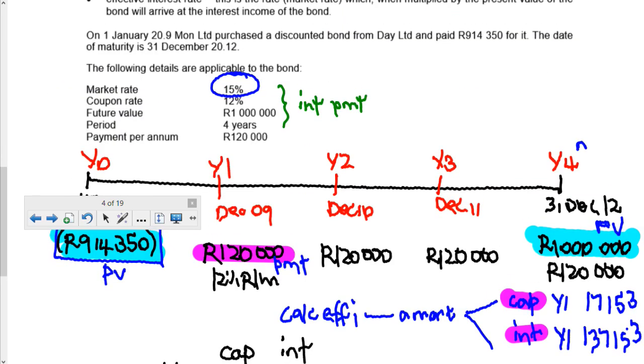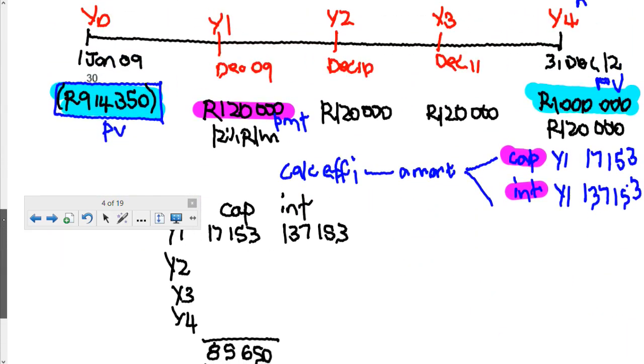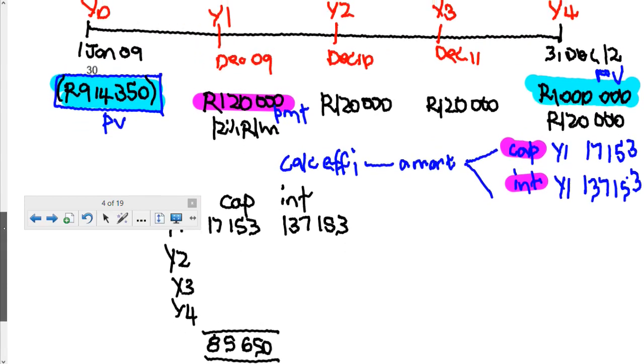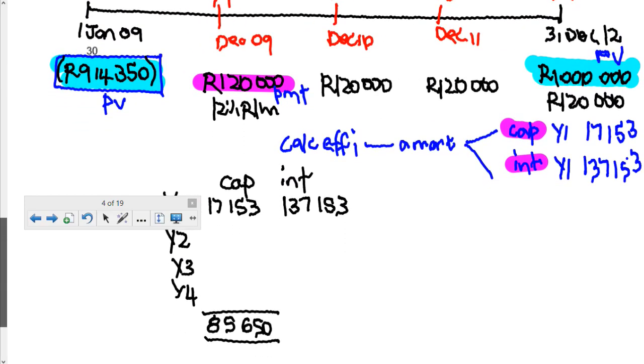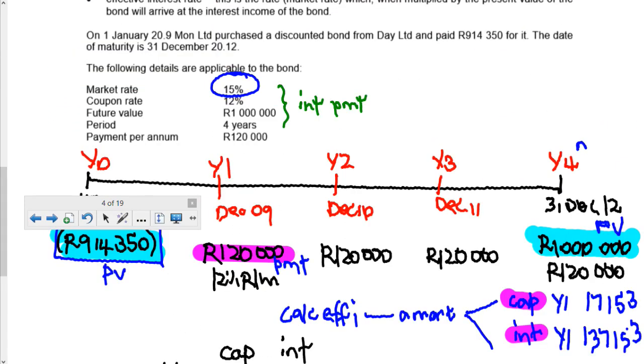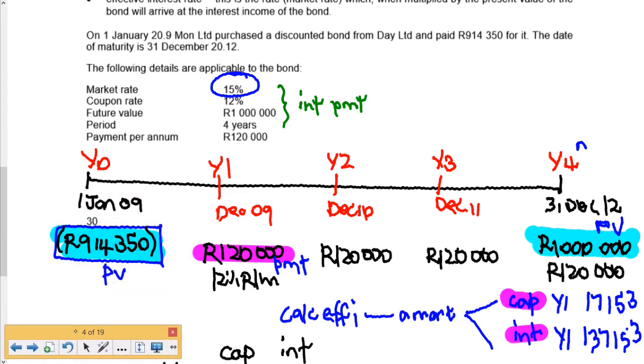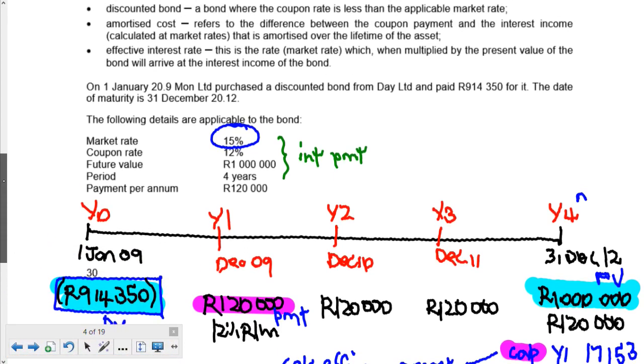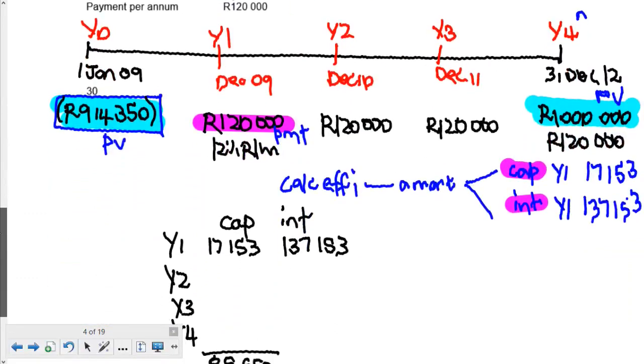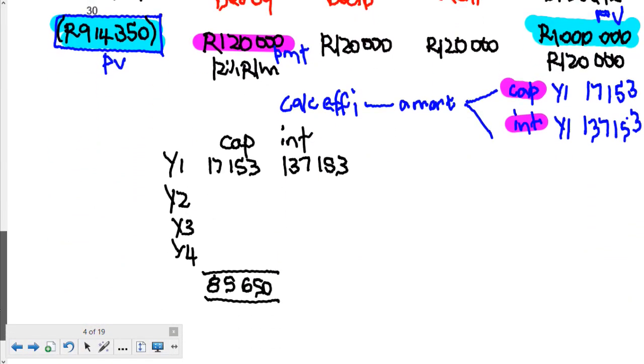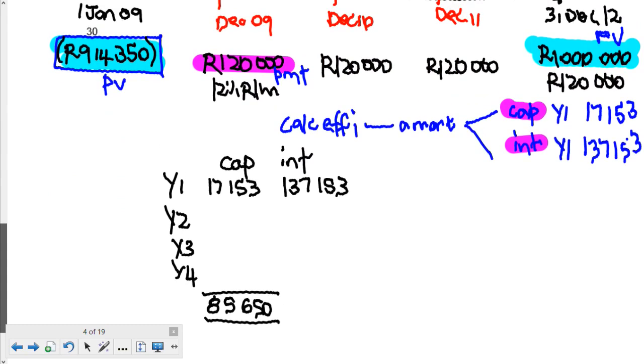So I want you to try and do the journals. I want you to try and do the journals for me. At 1 Jan, at December 9, December 10, December 11, and then December 12.